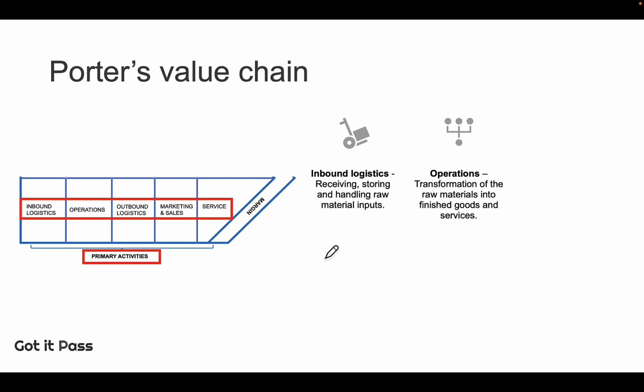Next, operations. Transformation of the raw materials into finished goods and services is called operations. For operations, an example is using skilled craftspeople, which could give a quality advantage. As mentioned, no matter whether it's a cost advantage or quality advantage, those are the contributions of those activities to the margin of a firm.